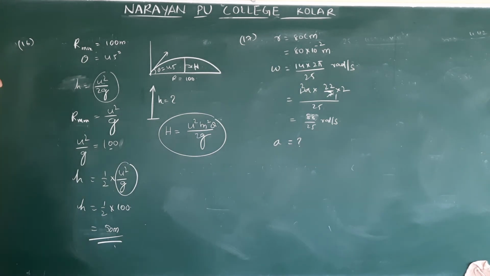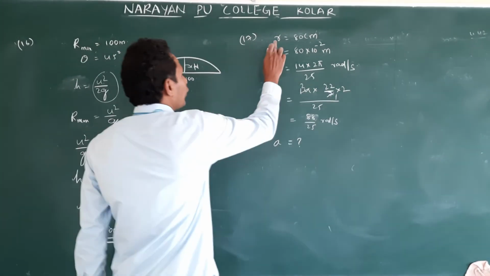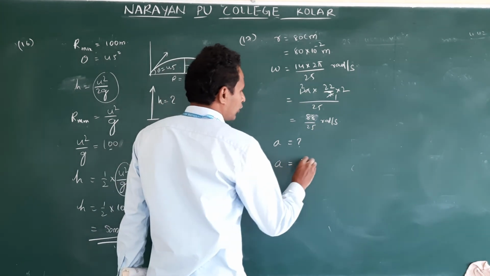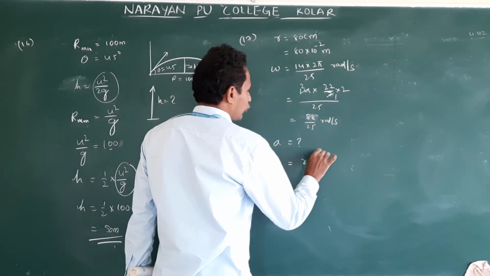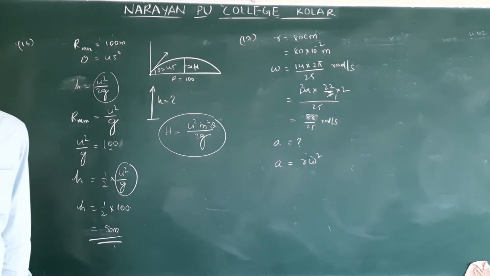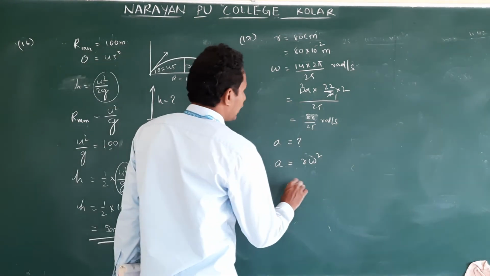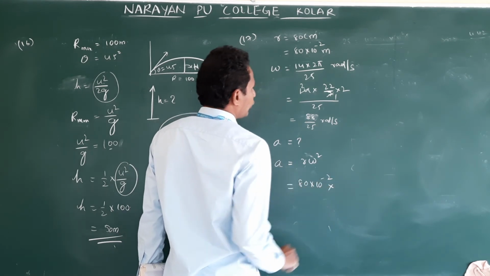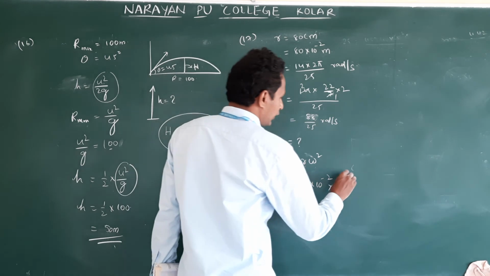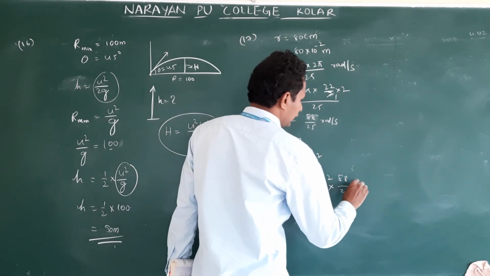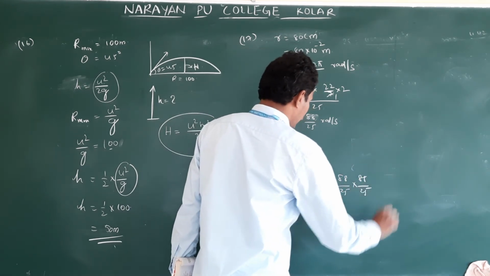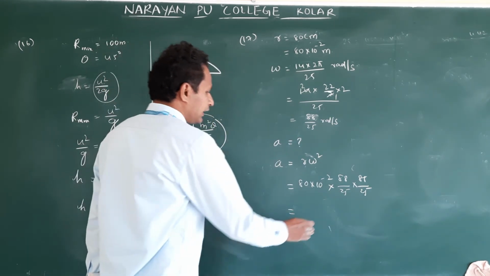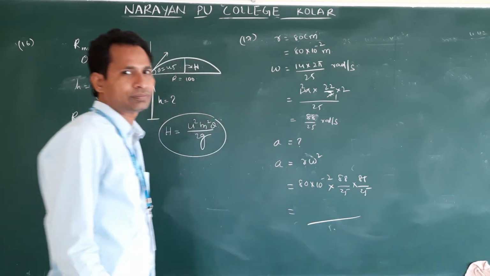Okay. Now A is asked. Now we have omega and R. Then what is the relation? A is equal to R omega square. Clear? Direct form. R is what? 80 into 10 power minus 2. Omega is what? 88 by 25 squared is there. 88 by 25 into 88 by 25. Okay? So solve this, you will get the answer.